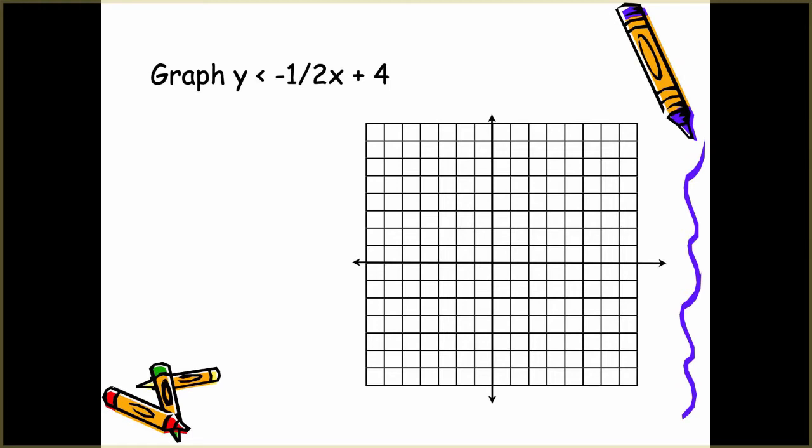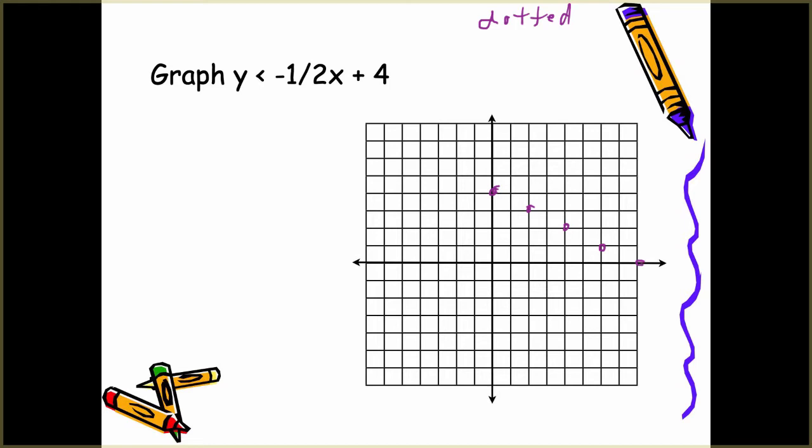Here we have: graph y is less than negative 1/2 x plus 4. Just by looking at this, we should know right away, if we have a less than symbol, that we are going to have a dotted line. We know that. And this is already in slope-intercept form. So we have an intercept of 4. We have a slope of negative 1/2, so down 1 over 2, down 1 over 2. This is a dotted line.